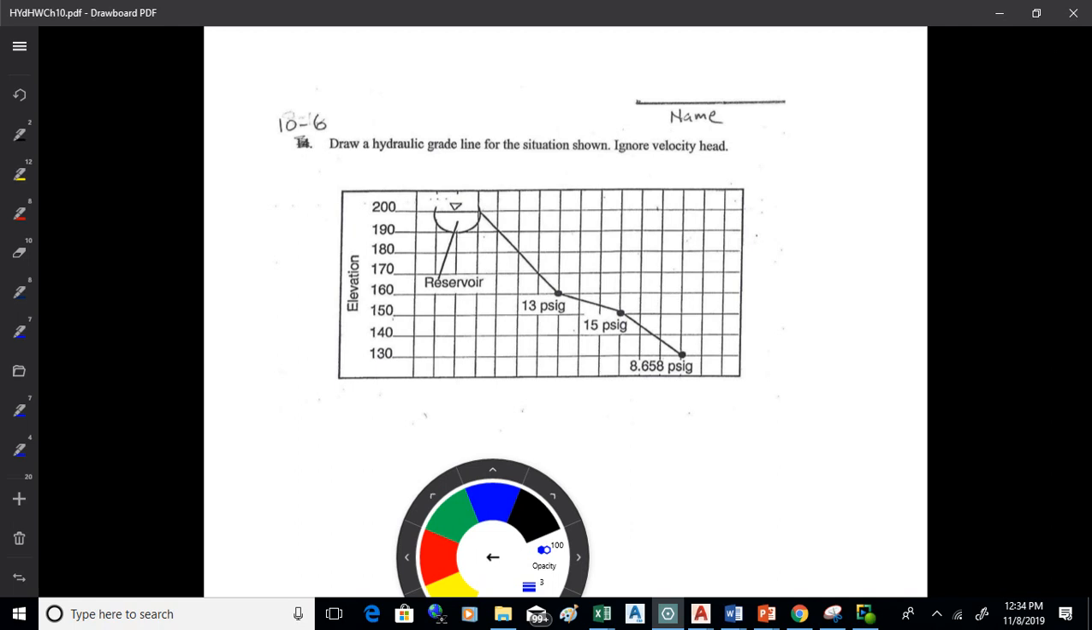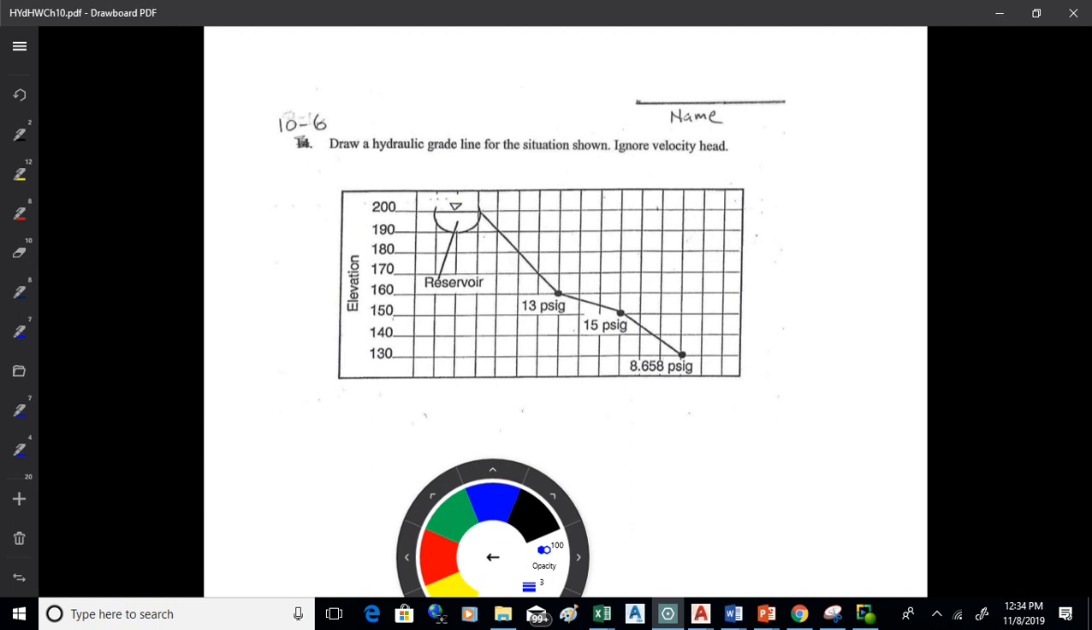Okay, the last two relate to hydraulic grade line. What that is, is the sum of all the energy in the system plotted up as an elevation. Okay, so what you have there is a map of a pipe coming down from a reservoir going to these different elevations on the left. You're also given the pressure reading on this. Now we're going to ignore velocity head because it's probably pretty small compared to the scale of the map we're looking at. So we're going to ignore that.